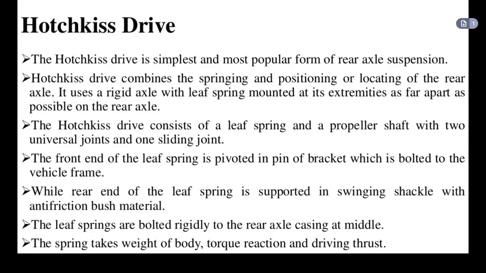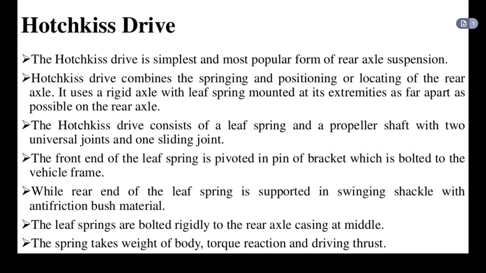Hotchkiss drive combines the springing and positioning or locating of the rear axle. It uses a rigid axle with leaf springs mounted at its extremities, as far apart as possible on the rear axle. The Hotchkiss drive consists of a leaf spring and a propeller shaft with two universal joints and one sliding joint.